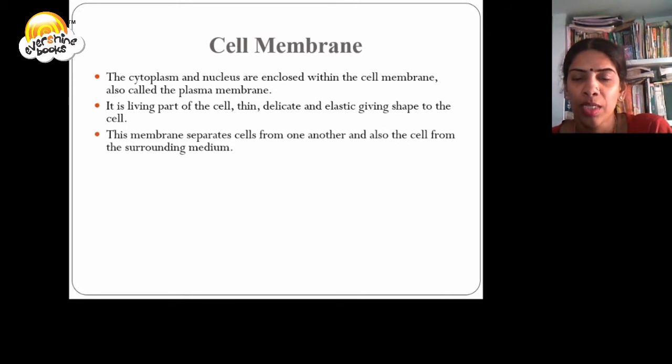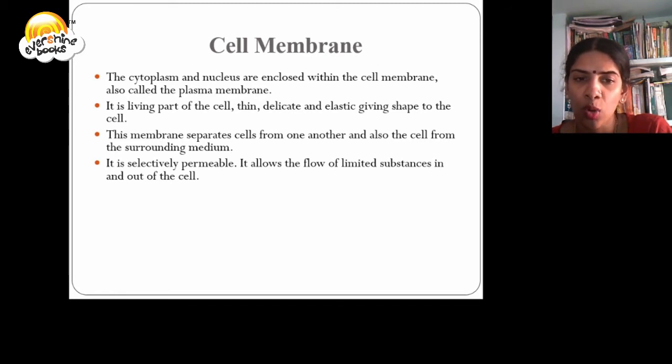This membrane separates the cells from one another and also the cell from the surrounding medium. It is selectively permeable and allows the flow of limited substances in and out of the cell.